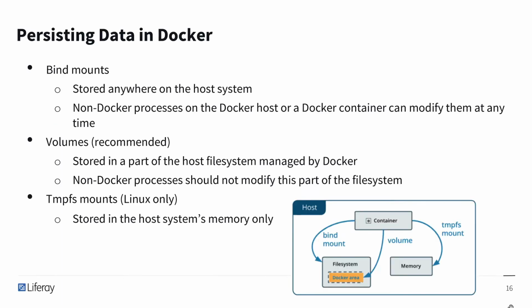Volumes. There are several methods of persisting data in Docker, the first being bind mounts, stored anywhere on the host system, and non-Docker processes on the Docker host or a Docker container can modify them at any time. Volumes, which is the most recommended method, are stored in a part of the host file system managed by Docker. Non-Docker processes should not modify this part of the file system. Lastly, in Linux-only systems, TMPFS mounts, and they're stored in the host system's memory only.